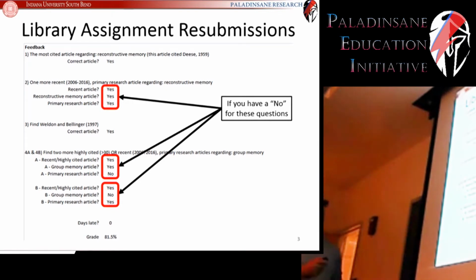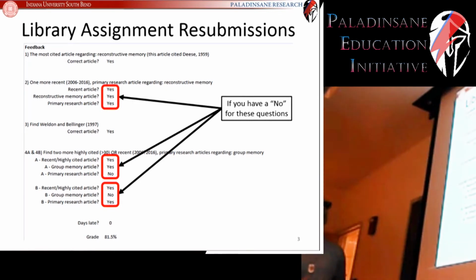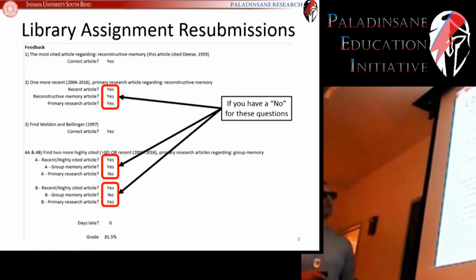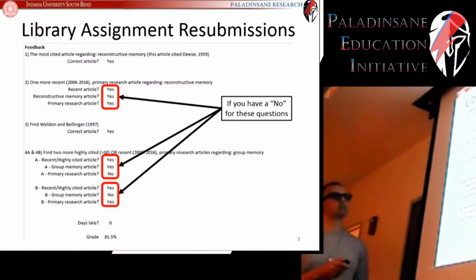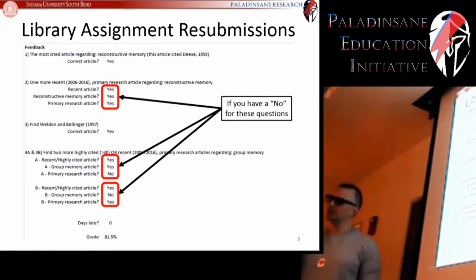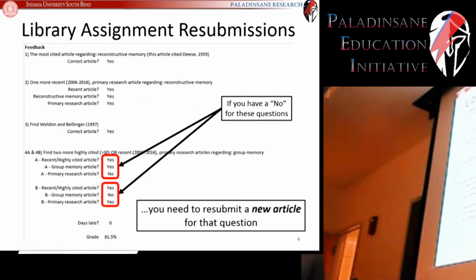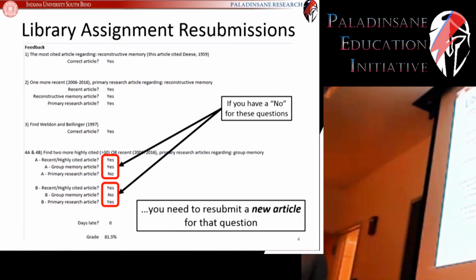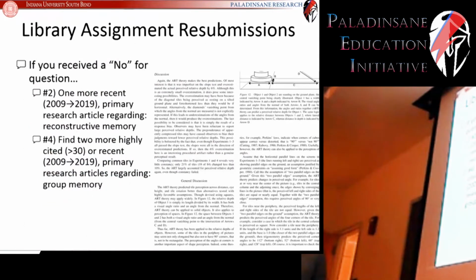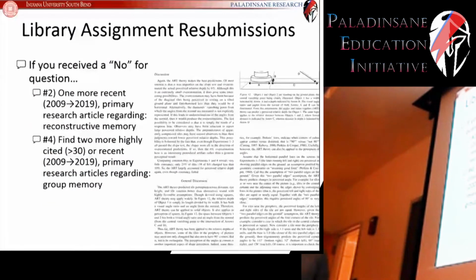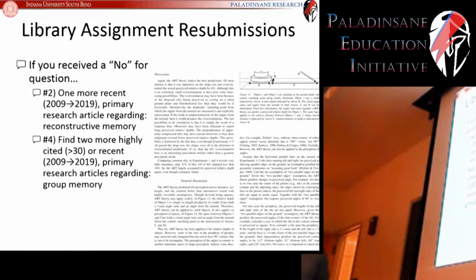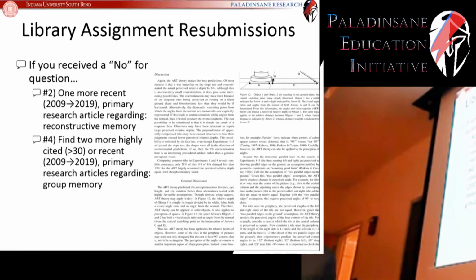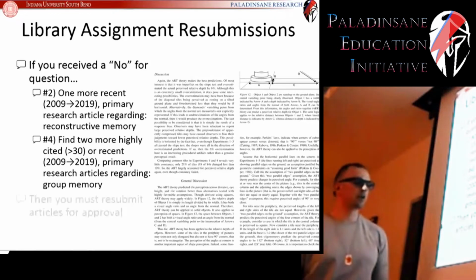But these were the ones that were open-ended, where you could choose your own article. So if you got any one of these 3 incorrect, you have to submit a substitute article for those. You need a new one to try to get that approved. So once again, if you received a no on either whether it was recent primary research or reconstructive memory for number 2, or if you received the no anywhere for whether it was highly cited or recent primary research article regarding group memory, you need to submit new articles for that.